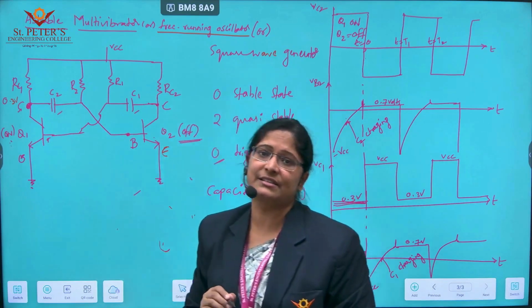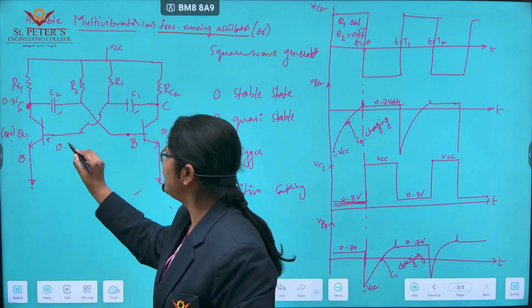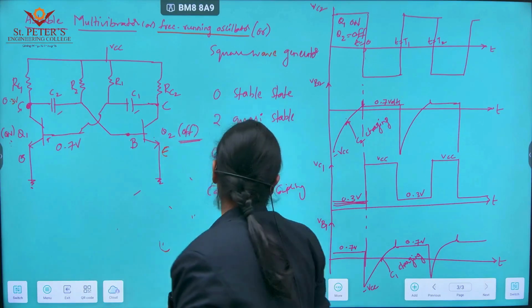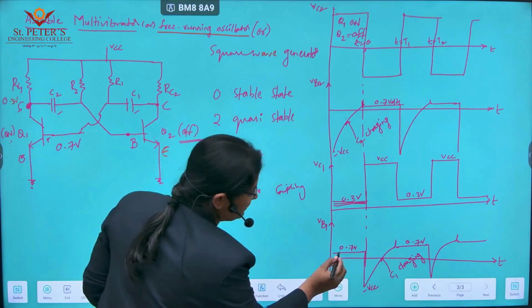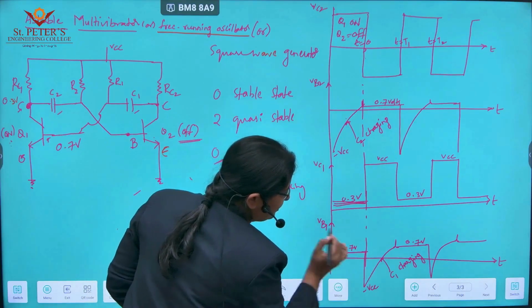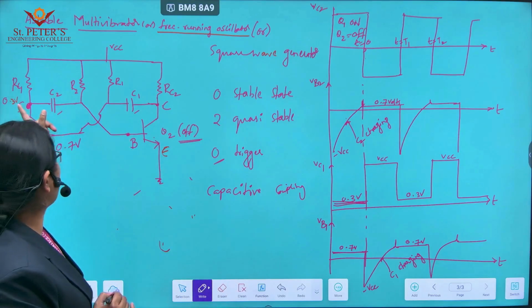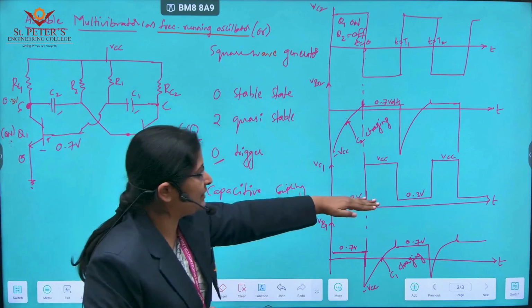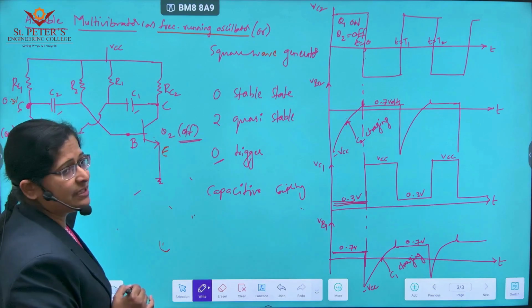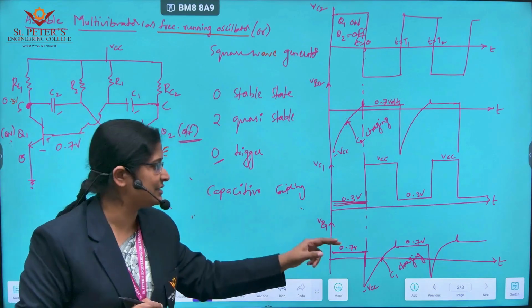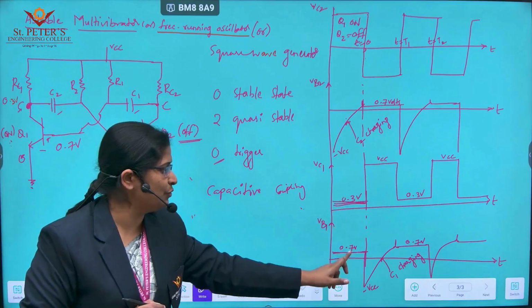For an on transistor, the minimum base voltage required is 0.7 volts. So if you see here, the VB1 waveform for t less than 0 is 0.7. This first transistor is on, for which the output is 0.3 volts, and the minimum base voltage required to turn on your transistor is 0.7. So these two we are drawing.